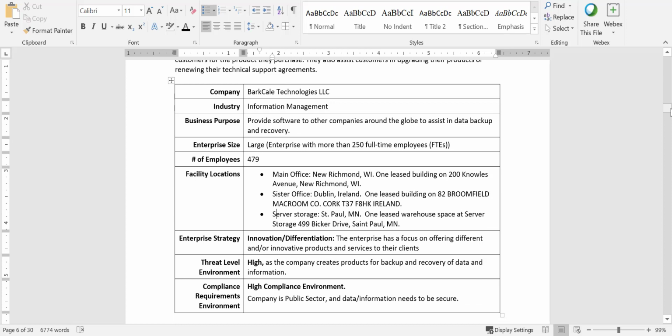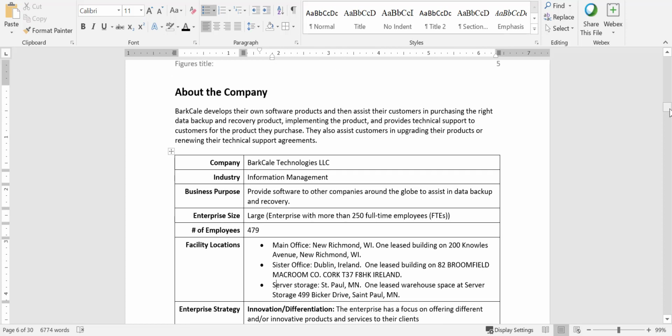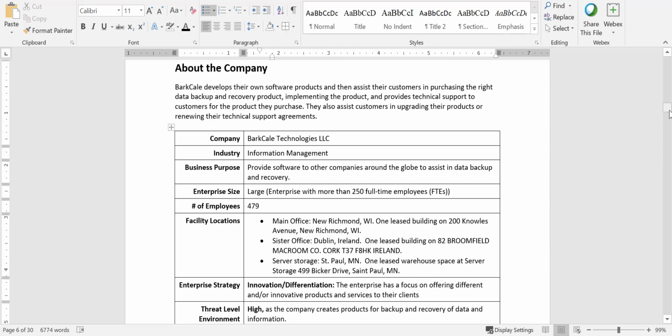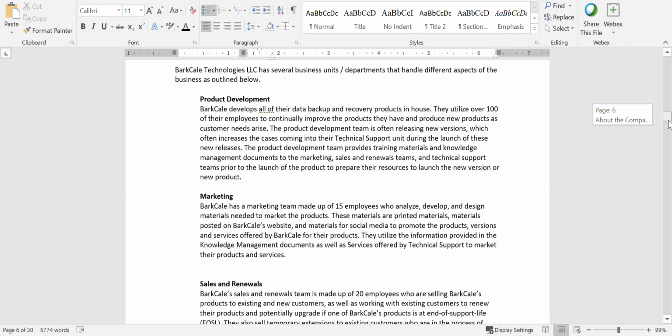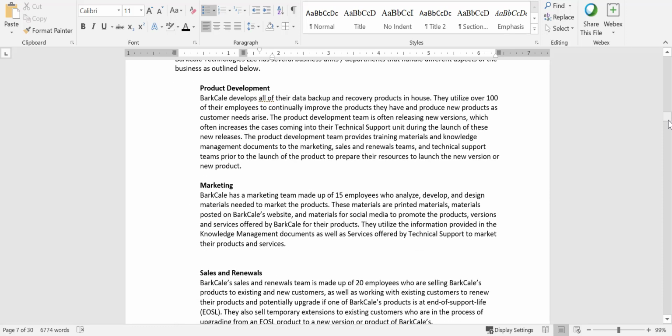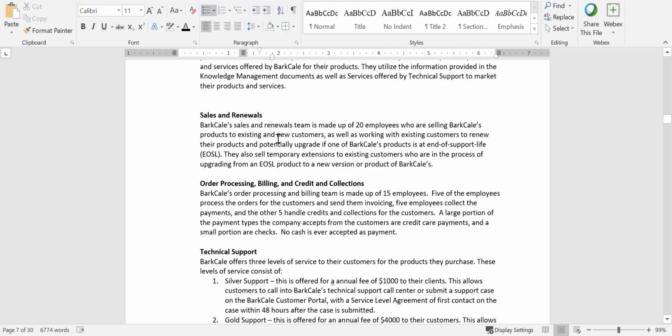So it's really understanding the company not only at a high level, but also getting into some of those details so that when you get to the risk assessment or into the creation of the policies, processes, and controls for the company, you really understand what the company is and what their landscape looks like. You also should have sections in here about what different areas they have. So Barclays, in this example business case, has a product development, a marketing, a sales and renewals area, an order processing, billing, and credit collections.